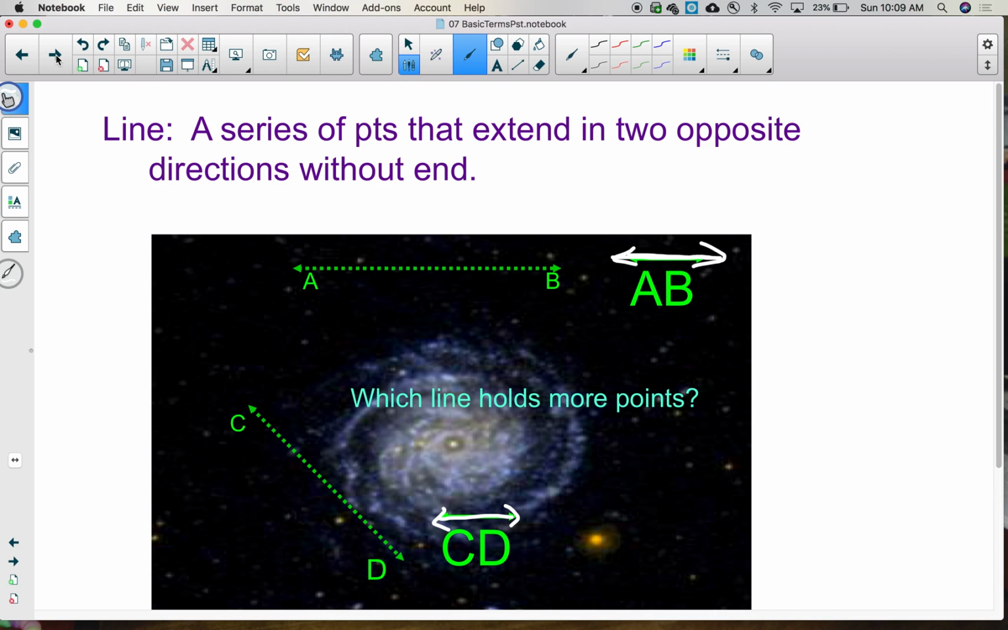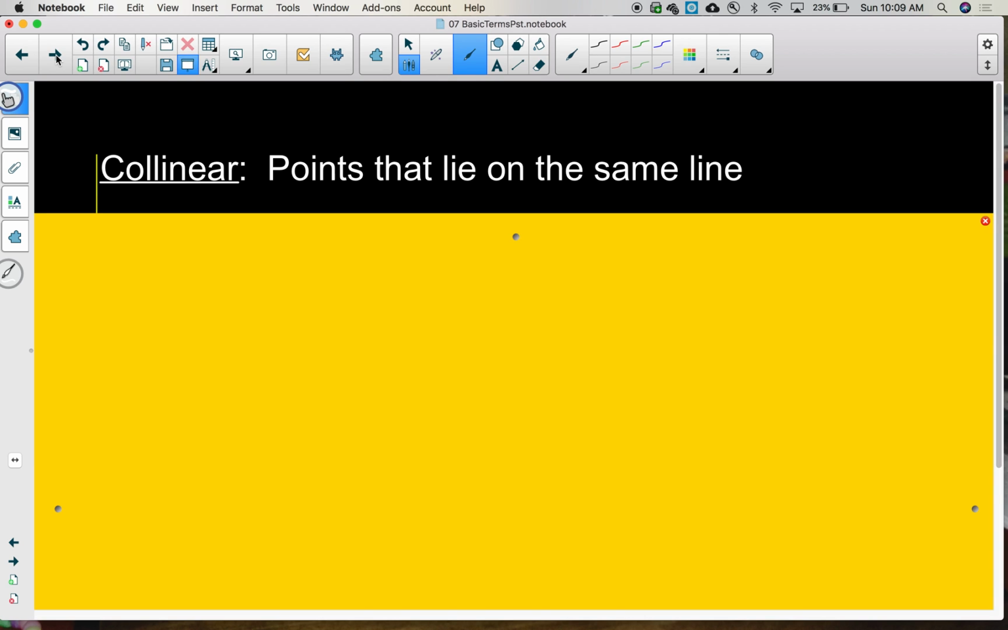Which line holds more points? Trick question. They both have an infinite number of points because they extend in two directions without end. You probably knew that already. Collinear: points that lie on the same line.